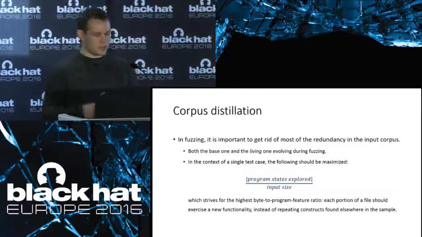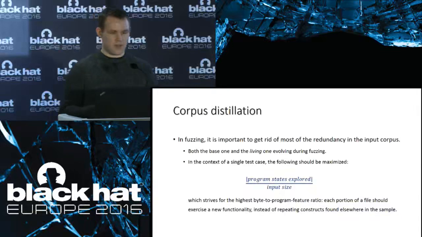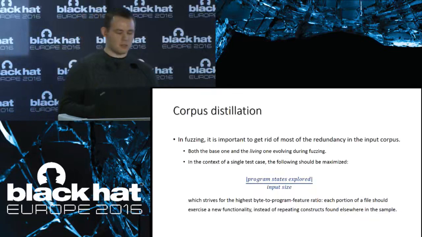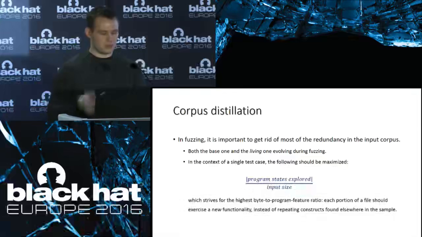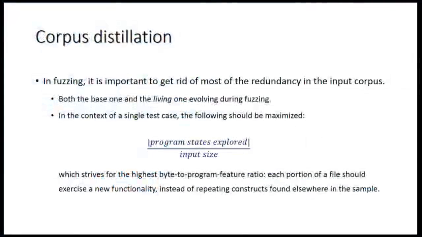The other thing is, after we already try to get the initial large set of files, we could try to distill it. I believe that in fuzzing it is quite important to get rid of most of the redundancy in the input corpus. This means both the first one that we actually start fuzzing with, and also the living one, which is being used while we do the fuzzing and evolve the corpus to get a better one.